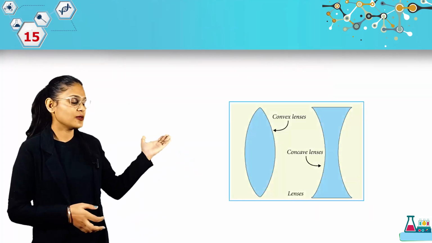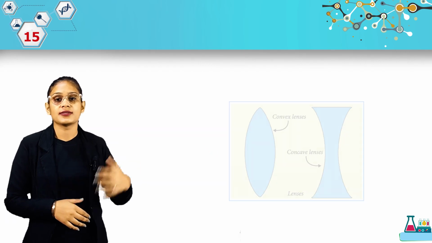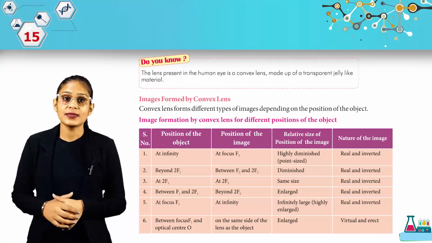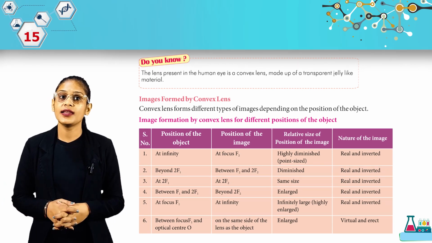Okay, now look at these pictures. We have convex lenses and concave lenses. Do you know? The lens present in the human eye is a convex lens made up of transparent jelly-like material.